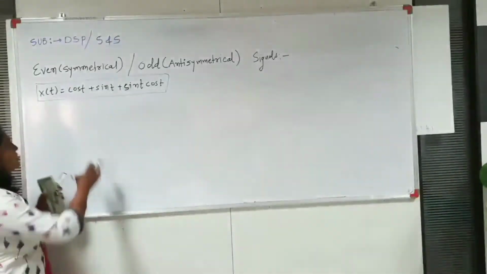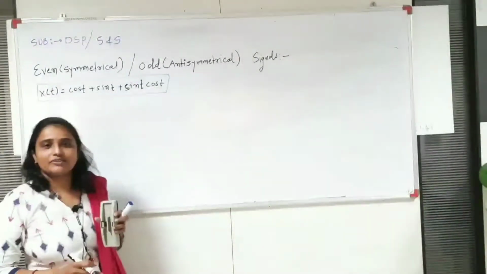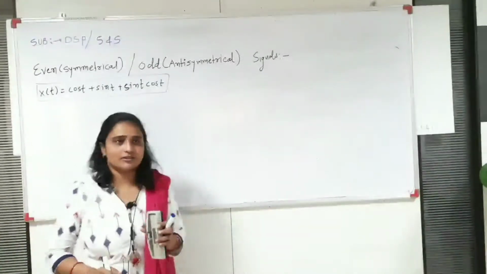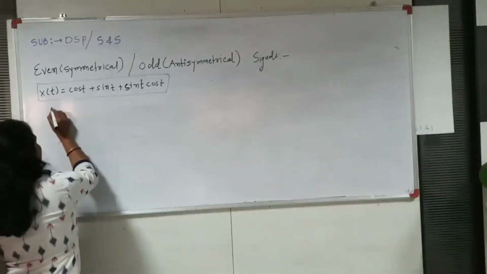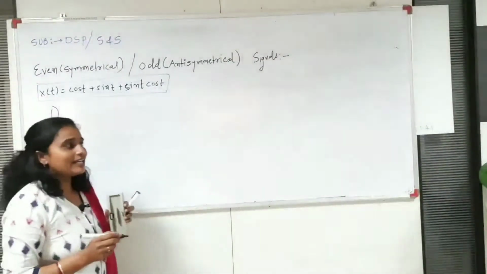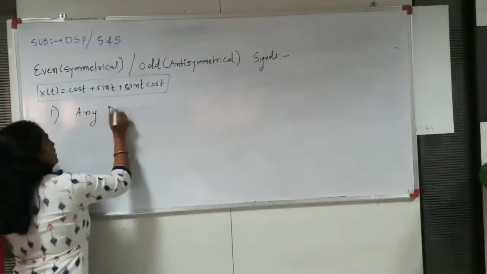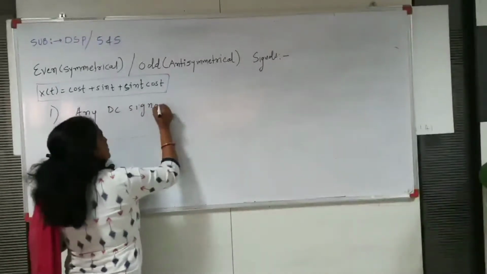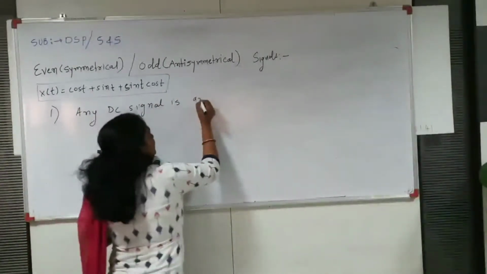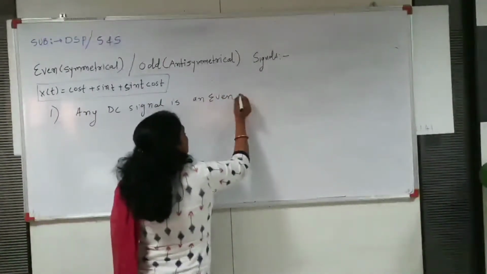For solving this type of signal, first we will see the different properties of signals. The first property of signals is that any DC signal is an even signal.